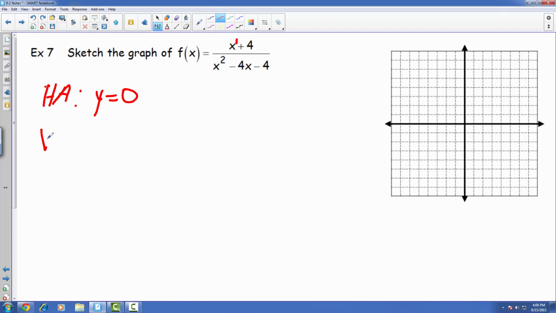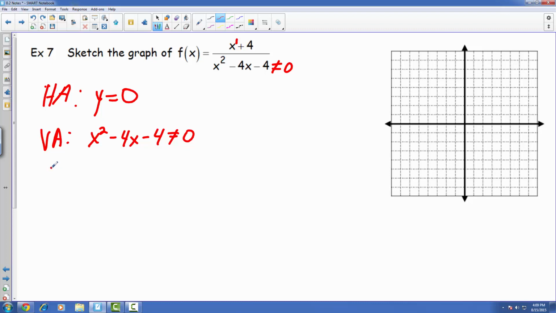For our VA, again, nothing really changes. You just still set this bottom not equal to 0. So then we have x squared minus 4x minus 4 is not equal to 0. And now we could just try factoring this. Unfortunately, that's not going to quite work out. So an alternative that we can do is the quadratic formula. So let's go ahead and give that a shot.